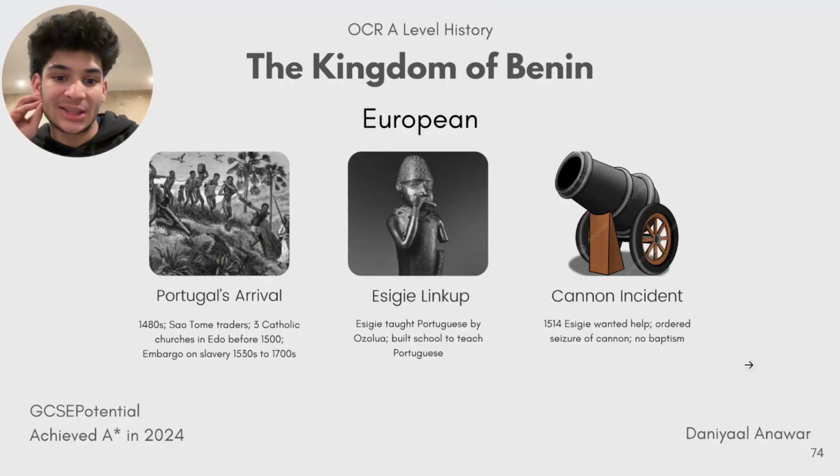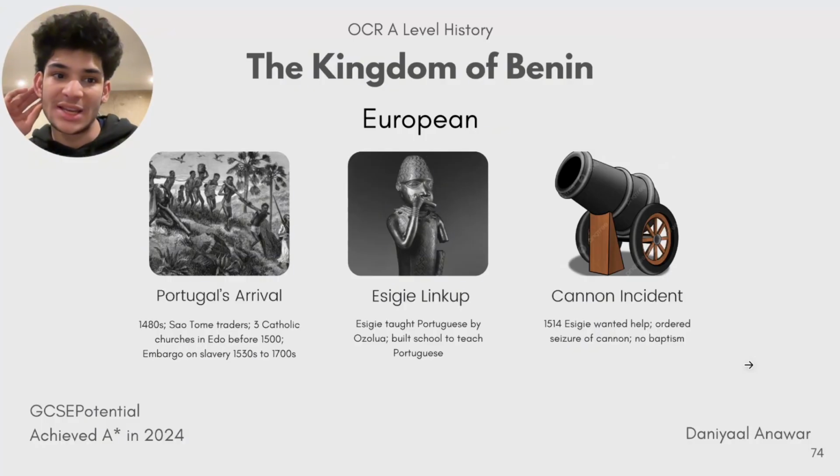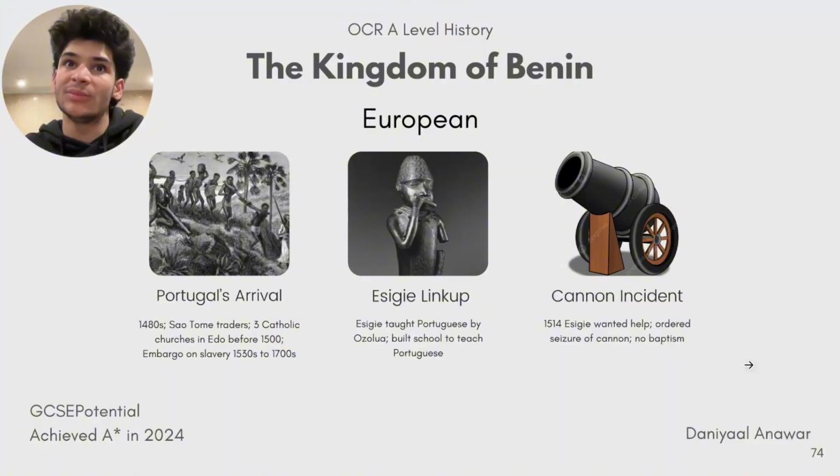Second point, Isigi. This guy, he's very clever, as I mentioned earlier. He was a top bloke. He was taught Portuguese by Zolo, who was his dad. And then Isigi himself built a school to teach Portuguese. So he did, I guess, he wanted to educate his people, and it also made it seem like he wanted to develop good relations with Portugal, which was kind of Machiavellian in the sense that he could leverage that fact to say to the Portuguese, look, I'm actually trying my best. Please give us a lot of stuff.